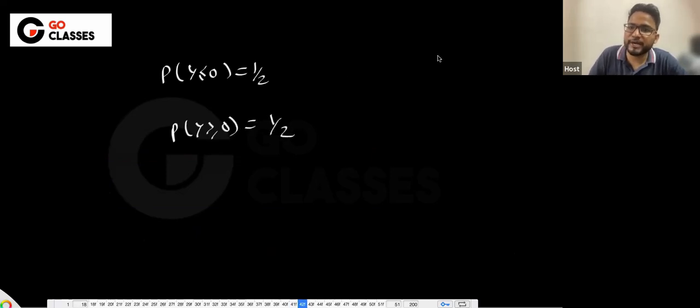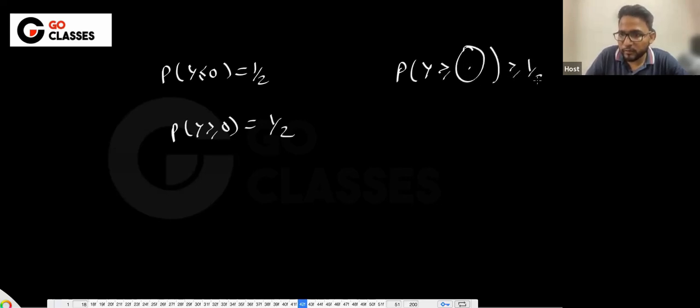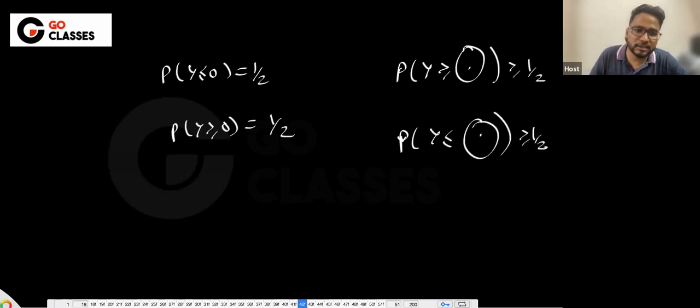Isn't it satisfying the median formula? The probability of Y greater than or equal to the median should be greater than or equal to 1 by 2, and the probability of Y less than or equal to the median should be greater than or equal to 1 by 2. Isn't it saying that the median is 0? You are getting 1 by 2, that is fine, right? So you can say the median is 0.